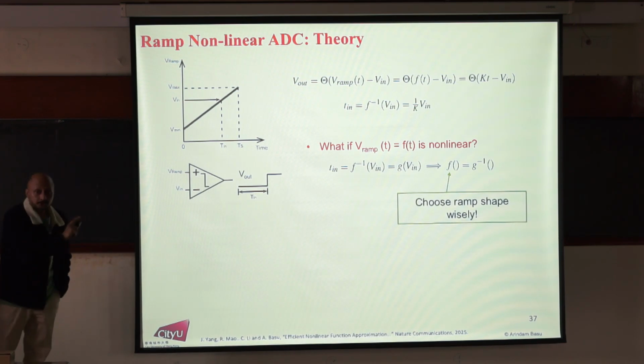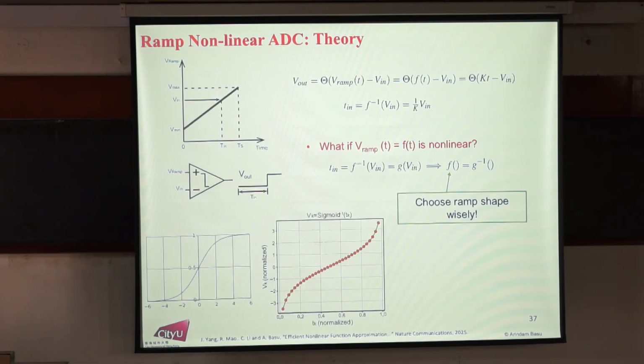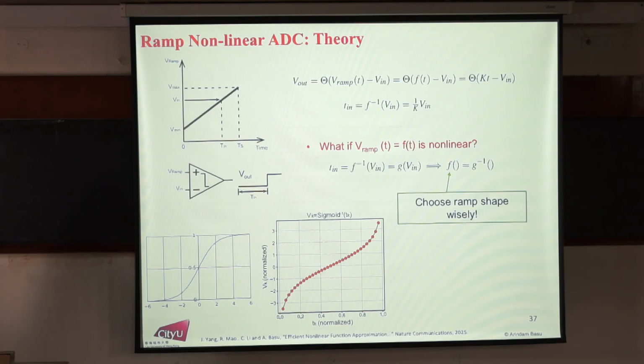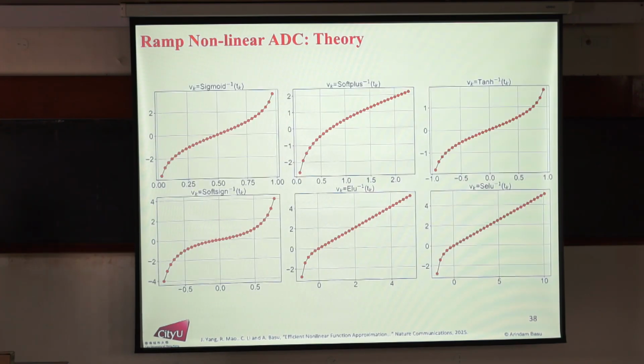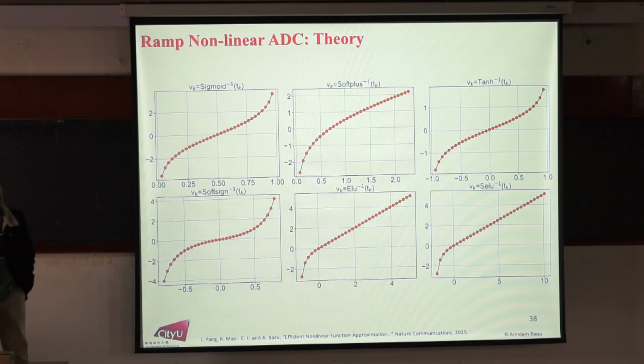So basically it means choose the ramp shape wisely. If you want to do sigmoid, this is my inverse function of the sigmoid. That's how your ramp should look. And then you can look at many different functions, nonlinear activations that are common. People these days tweak a little bit, say, in a transformer, I'm getting a little bit higher accuracy because I chose swish or GELU, whatever. So you can do all of that.